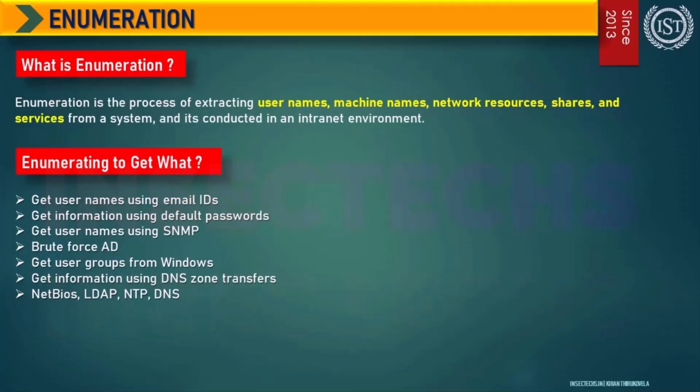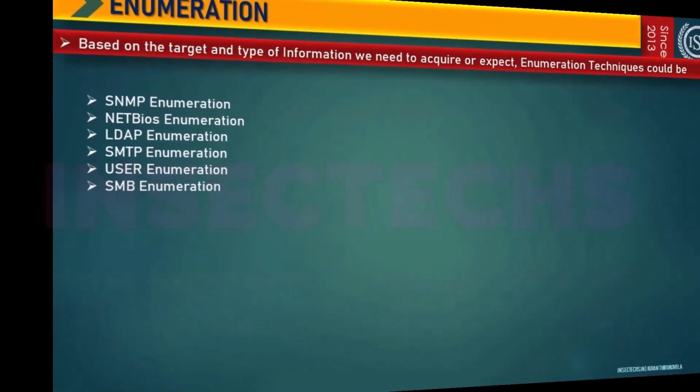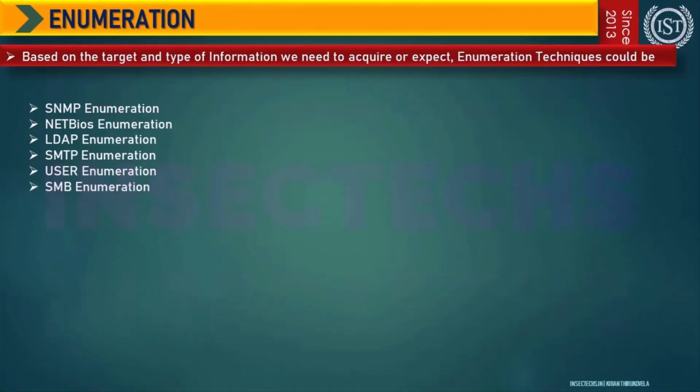So what type of information can you get from enumeration? It is usernames using email IDs, default passwords, SNMP enumeration, that is SNMP information. You will brute force Active Directory. You will try to get groups information and also DNS zone transfers, NetBIOS, LDAP, NTP and some other information like DNS. So based on the target type and information that you are expecting, there are techniques for enumeration like SNMP enumeration, NetBIOS enumeration, LDAP enumeration, SMTP enumeration, user enumeration and so on.